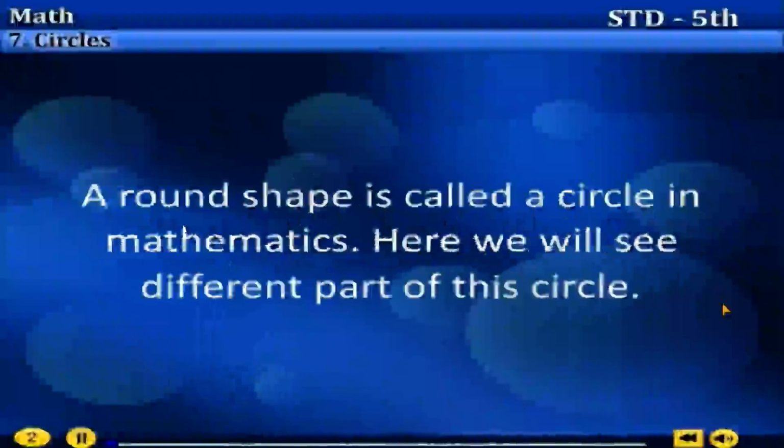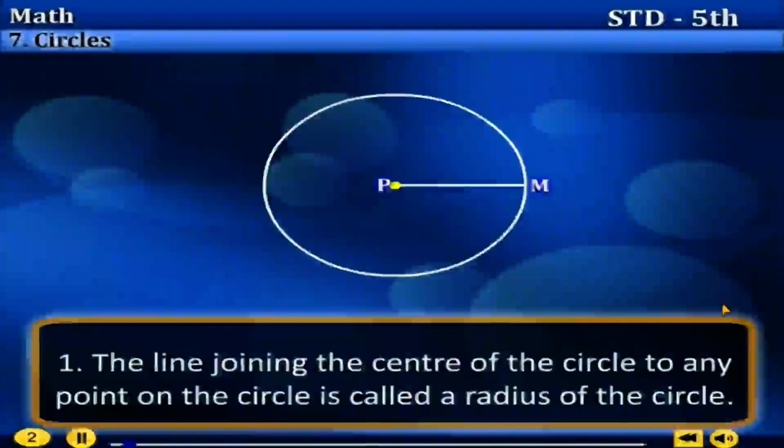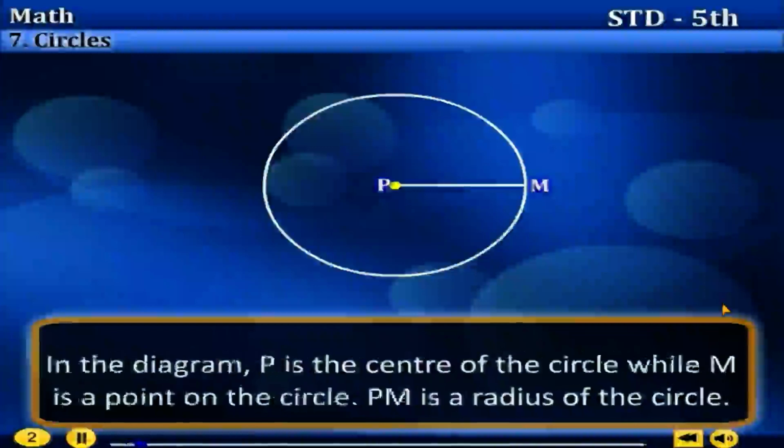A round shape is called a circle in mathematics. Here we will see different parts of this circle: radius, chord, and diameter. The line joining the center of the circle to any point on the circle is called the radius of the circle. In the diagram, P is the center of the circle while M is a point on the circle. PM is a radius of the circle.